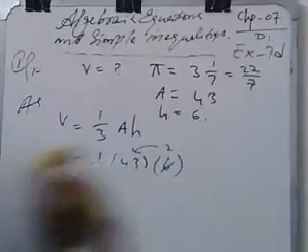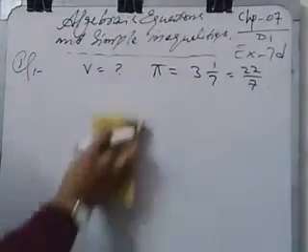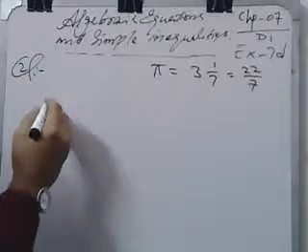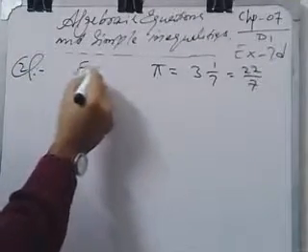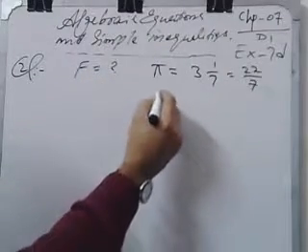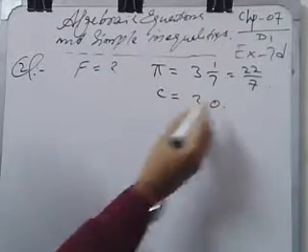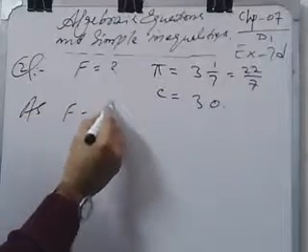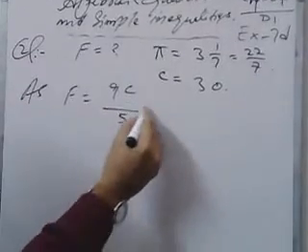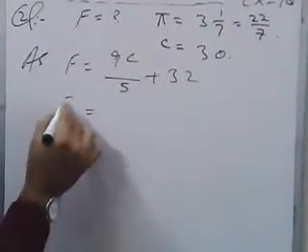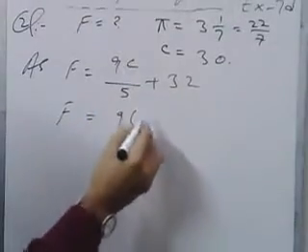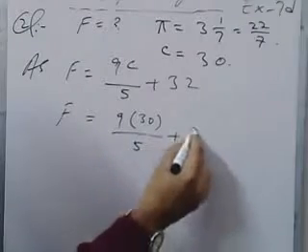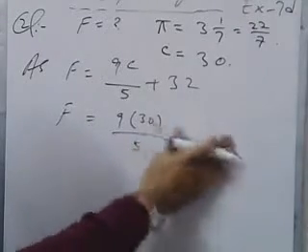Now coming to question number 2. In question number 2, you have been asked to find the value of F, where C is equal to 30. The given equation is F is equal to 9C by 5 plus 32. Okay, we have to find the value of F. Simple, by putting the value of C here, C multiplied with 9, and it will give you 32.